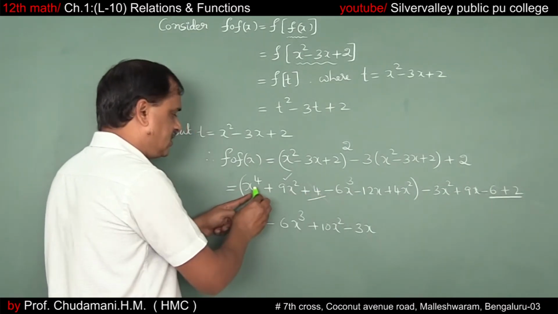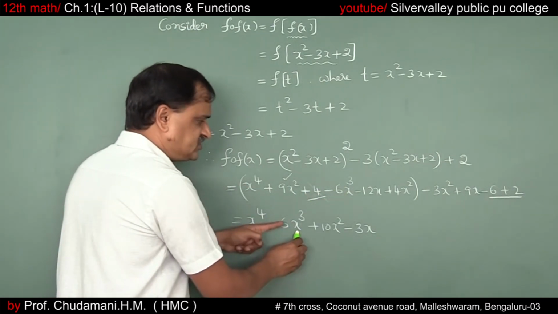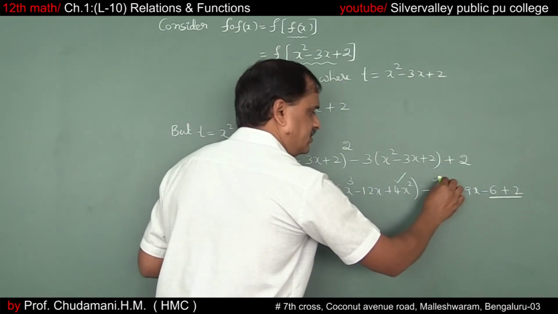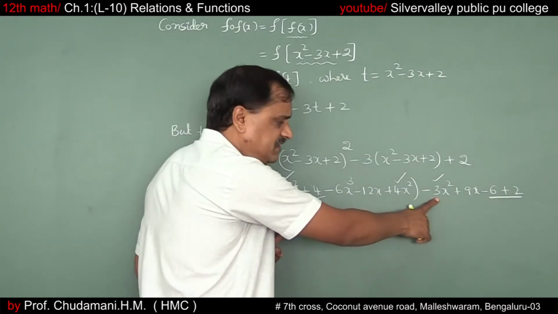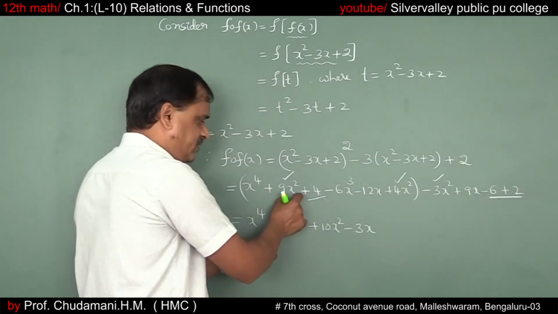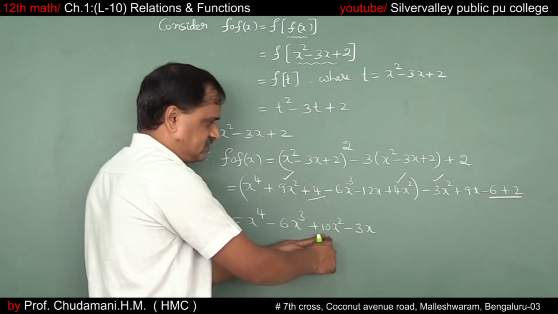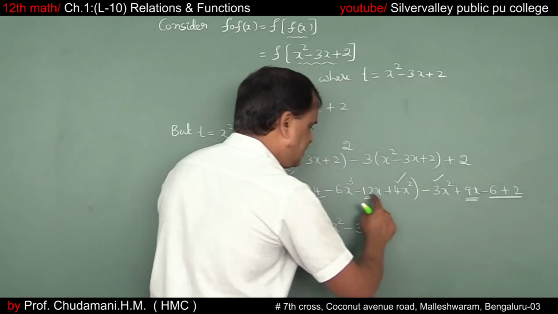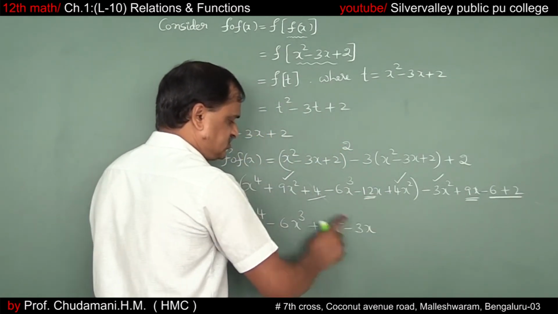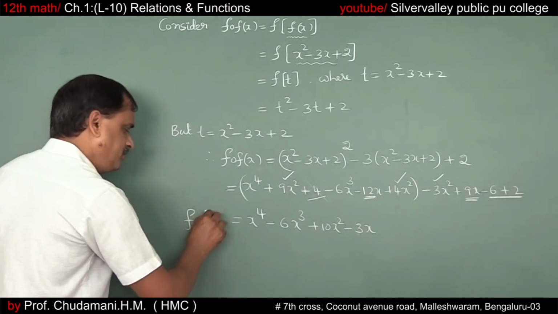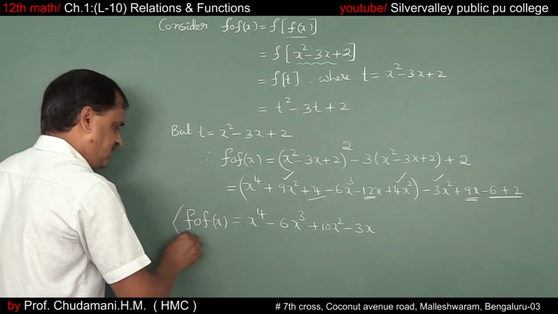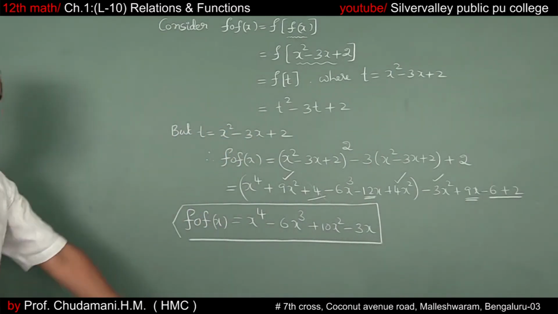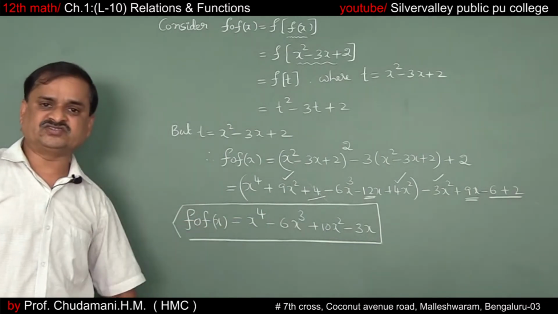Arrange in decreasing order. x power 4 minus 6x cube, plus 9x square, 4x square minus 3x square. 4 minus 3 means 1. 1x square plus 9x square means 10x square, minus 12 plus 9. 9 minus 12 means minus 3x. That is the composition of f and f. So which is x to the power of 4 minus 6x cube plus 10x square minus 3x.